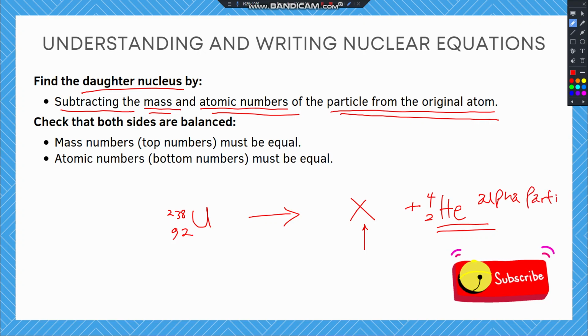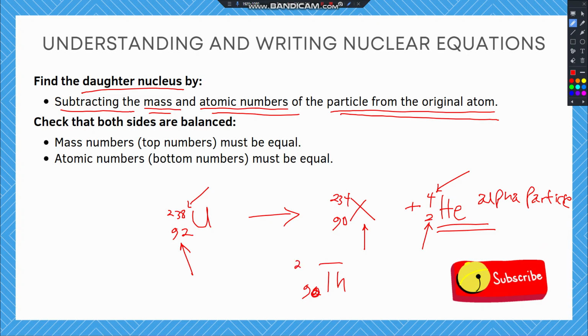So they are simply saying that we are to subtract the mass number, which is 4, from the mass number of the original atom, which is 238. So 238 minus 4 will give us 234. And we are to subtract the atomic number, which is 2, from the atomic number of uranium. That's 92 minus 2, that gives us 90. So the element now becomes thorium, because thorium is the only one that owns 90 as the atomic number, with a mass number of 234.